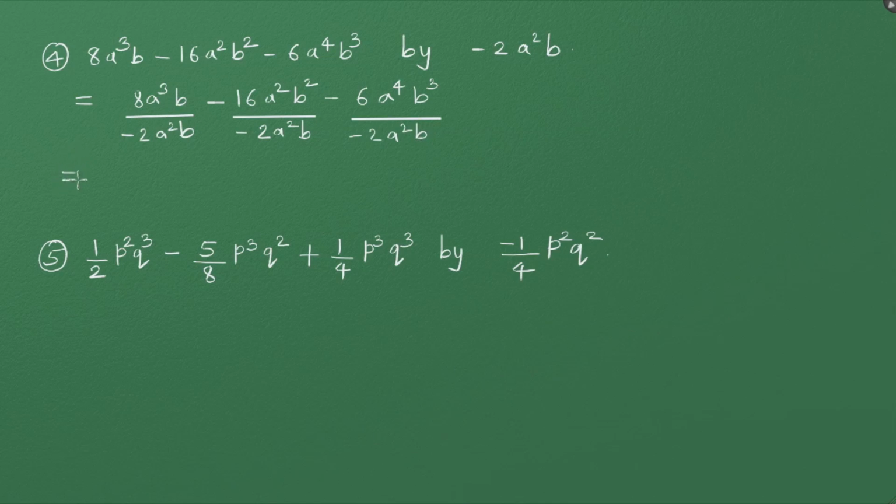So this equals, you get the quotient of the numerical coefficients as minus 4. Then here it would be 3 minus 2 is 1. So it is a. And b raised to 1 minus 1 is b raised to 0. And b raised to 0 is equal to 1. So you get minus 4a. Then here it is minus, here it is minus. So here it becomes plus.